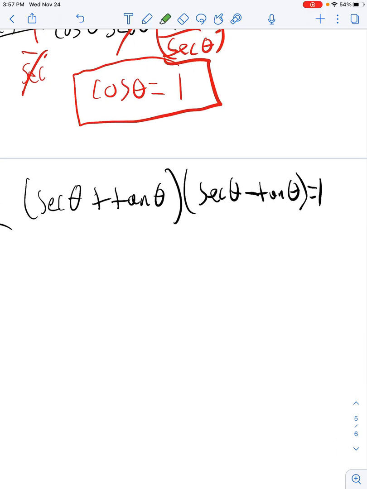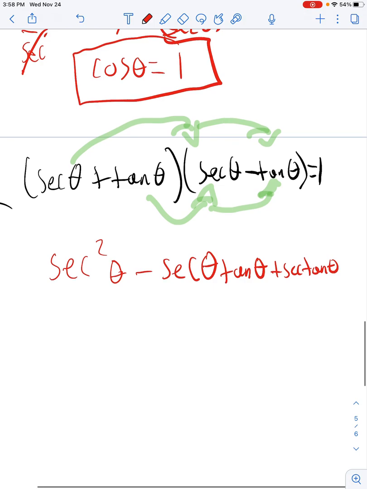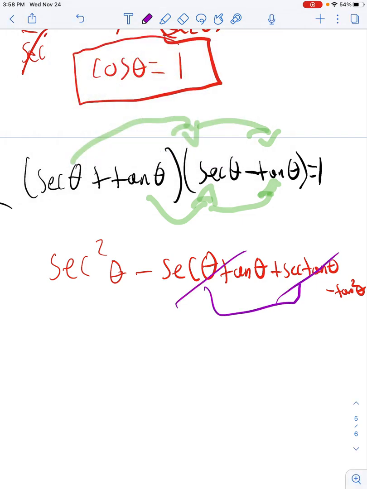Start by multiplying this. Use your distributive property here, here, here, and here. So you're going to get secant squared theta minus, you just have to think about these trig identities as variables, secant theta tangent theta, plus, because we have a subtraction and an addition, those are going to cancel out. That's nice. And then subtract tangent squared. So right here, these are going to cancel out.